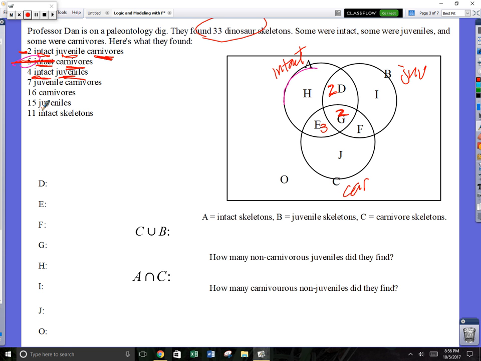So let's go to the intact ones first. This is going to make the dominoes fall. So there are 11 that were intact. So intact, I'm only missing H. So I got 3, 4, 5, 6, 7. So that must mean there are 4 in H. Now this might not make the dominoes fall.